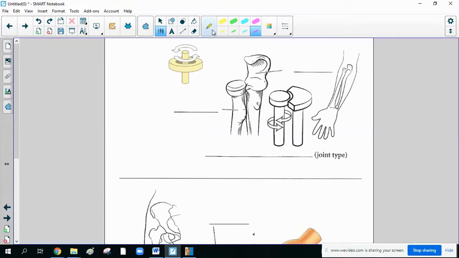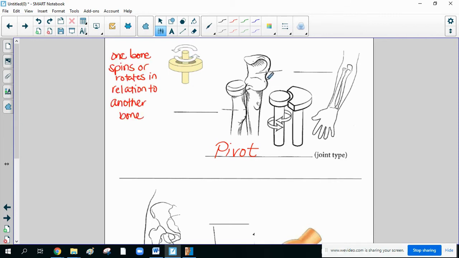Okay, the next joint that we're going to encounter in our notes is known as a pivot joint. And when you hear the word pivot, I want you to think of the word rotate or spin. So what we have here is one bone spinning in relation to another bone. The example that's pictured here, this bone right here is the radius of the forearm, and right next door to it is the ulna.